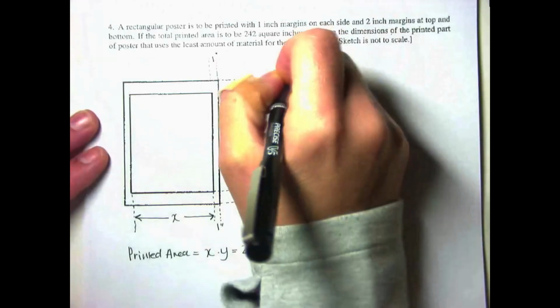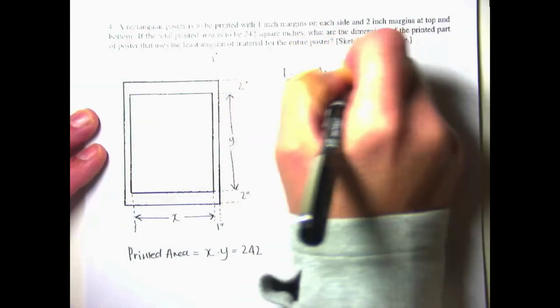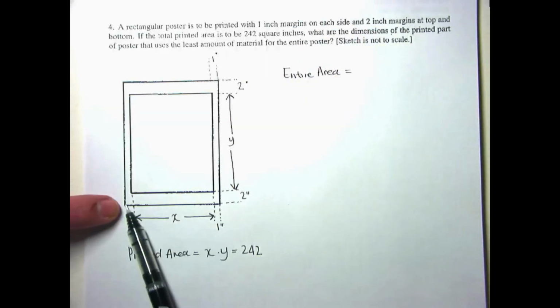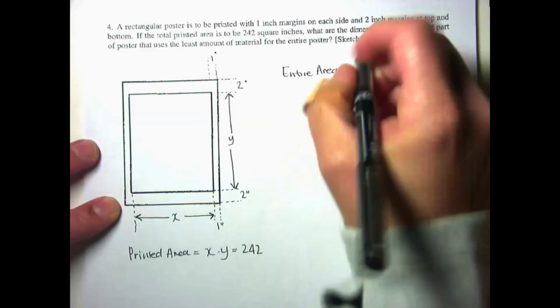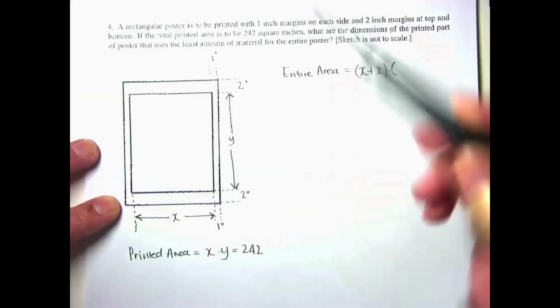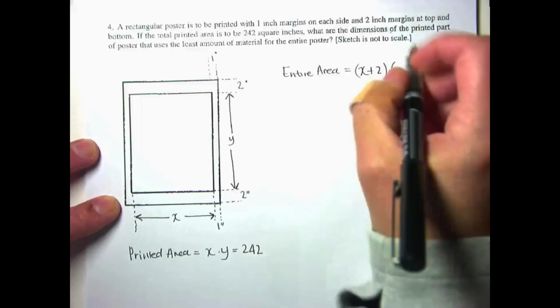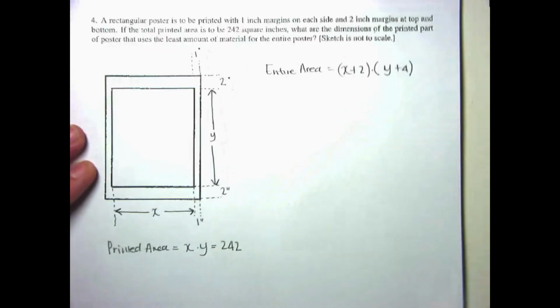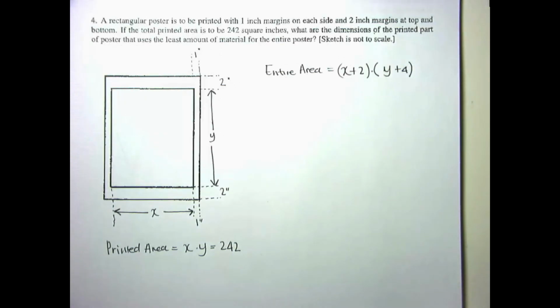All right, so the entire area will be equal to, so this will be x plus 2, and this will be y plus 4. All right, so first of all, the way that I set this up, is everybody okay with this? Everybody good? All right, so from this equation down here, this is our constraint equation.